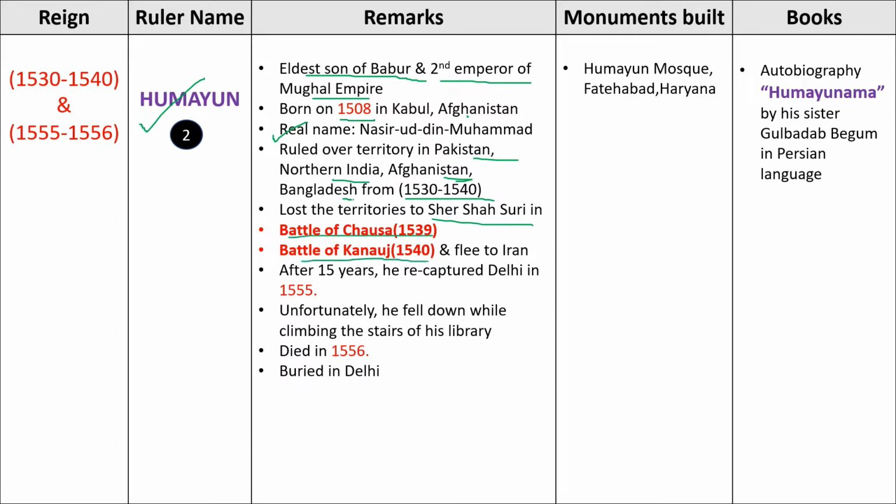Then he ran away from India to Iran. After a gap of 15 years, he again recaptured Delhi in 1555. But unfortunately, he fell down while climbing the stairs of his library and died in 1556. Then he was buried in Delhi, where Humayun's tomb was built there. The monuments built during his period is Humayun Mosque at Faridabad, Haryana. Then autobiography Humayunama was written by his sister Gulbada Begum in Persian language.